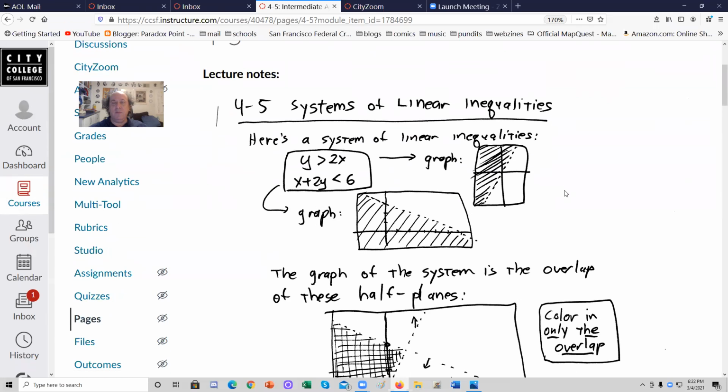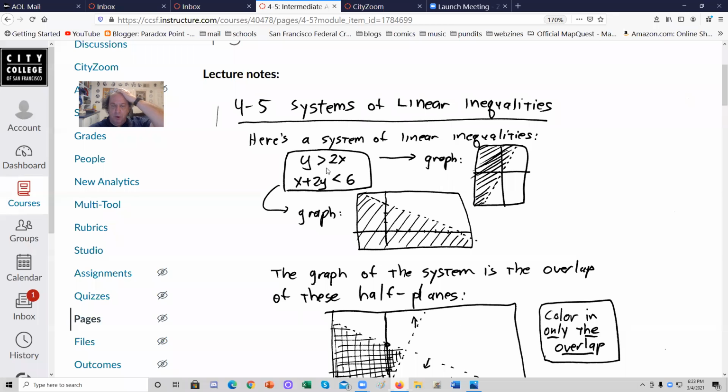A system of linear inequalities is when you have two linear inequalities, and we want to find which points in the plane fit both of these inequalities. For example, y greater than 2x and x plus 2y is less than 6. Y greater than 2x has a boundary line y = 2x, not included, color above and to the left. X plus 2y less than 6 has a dotted boundary line. This one here, this half of the plane.